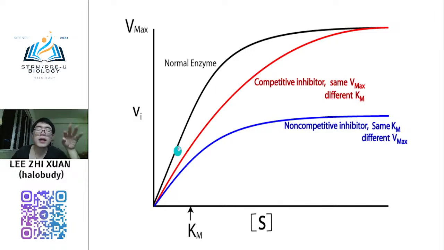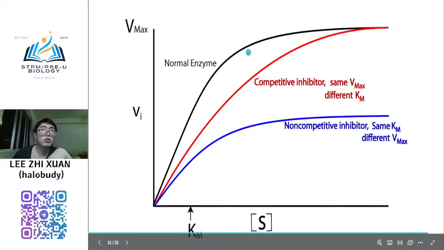For competitive, initially they are decreased. But when your substrate concentration is increased, the affected enzyme can still work, because the active site is still fixed and the substrate can still bind. So your working enzyme in the reaction is actually still the same as the normal enzyme. For example, if your normal enzyme has 100 enzymes in the solution, all 100 enzymes can do the reaction.